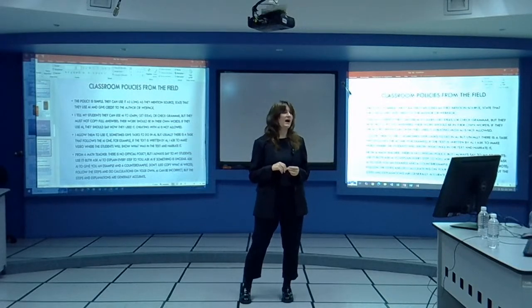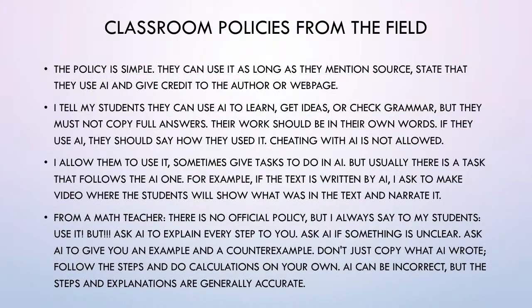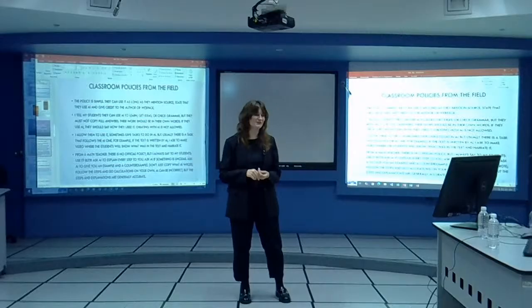Another teacher says, I tell my students that they can use AI to learn, get ideas, or check grammar, but they must not copy full answers. Their work should be in their own words. If they use AI, they should say how they used it. Cheating is not allowed. And the next one, I allow them to use it, sometimes give tasks to do in AI, but usually there's a task that follows the AI one. For example, if the text is written by AI, I ask to make a video where the students will show what was in the text and narrate it. So these are some different examples that teachers we're connected with use in their classrooms.